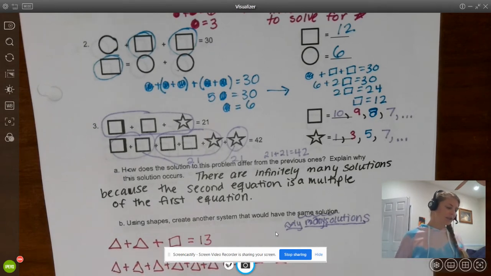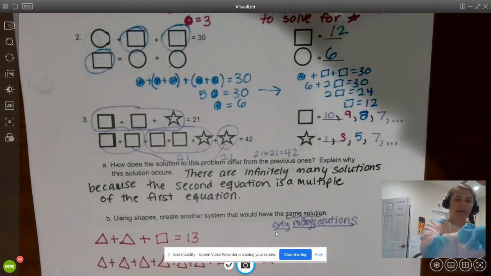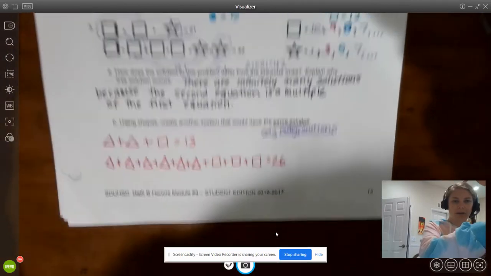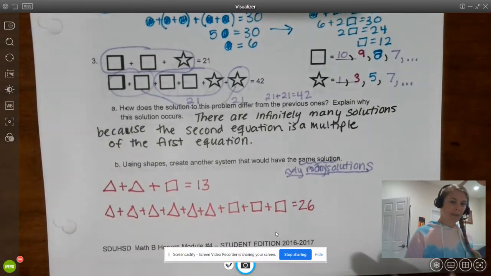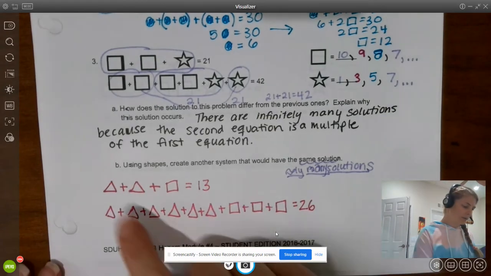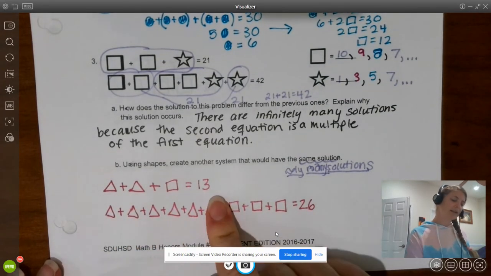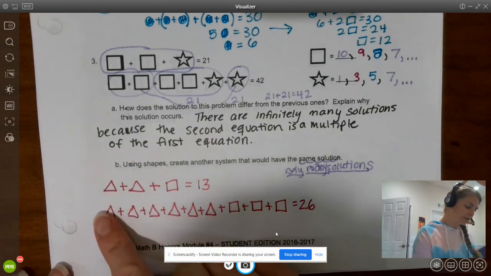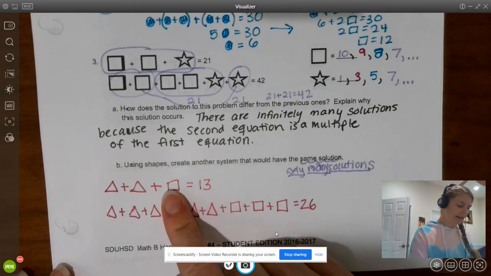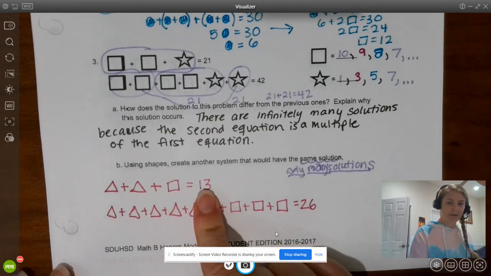Then it says using shapes create another system that would have the same solution. So I wanted to make another system that's going to have infinitely many solutions. One option I thought of was triangle plus square is 13. And then I multiplied everything by 2. So instead of 2 triangles, I'm going to have adding 6 triangles. Sorry, I multiplied everything by 3. I misspoke here.